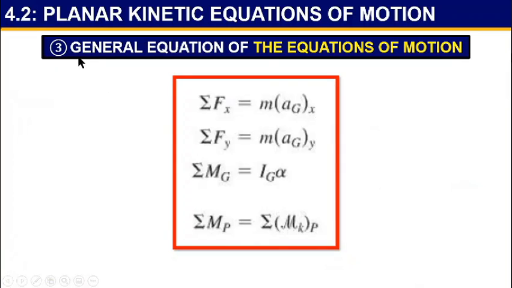Lastly, number 3, the general equation of motion. I just summarize all the equations that you have found before in this subtopic. Sigma Fx equals m aGx, sigma Fy equals m aGy, and sigma MG equals IG alpha. And it can also be rewritten in this equation, with point P and center point G. This one is equal to this one.